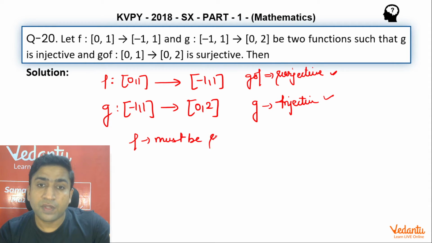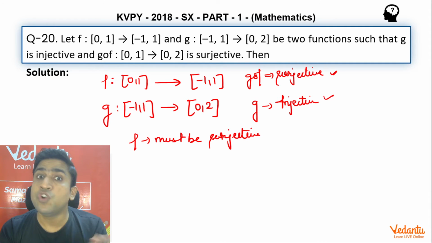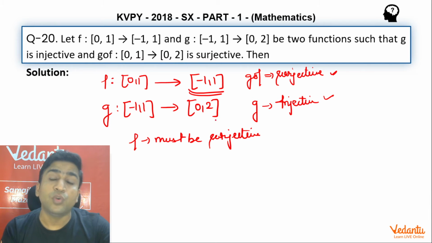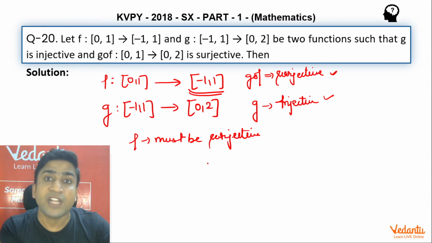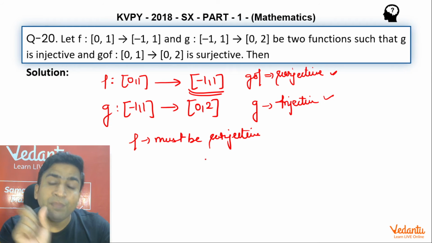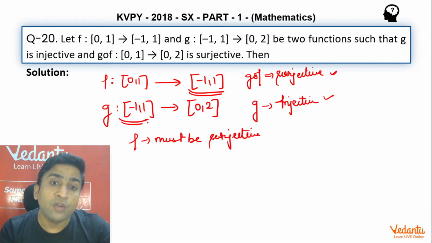f must be surjective. f(x) will have to be surjective. The reason is that if f(x) is not surjective, what is going to happen? If f is not surjective, it is not going to cover all the values in its codomain from -1 to 1. That means it is going to leave out some value from the interval [-1,1]. But this interval is also the domain of g.